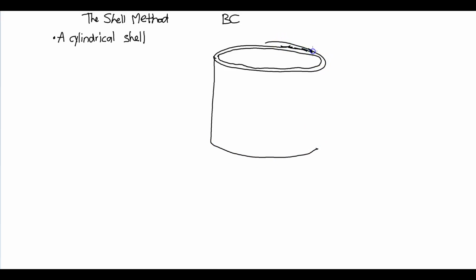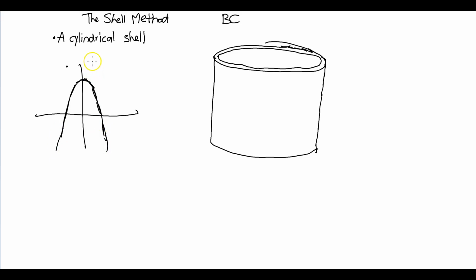Before we start getting to any problems, first we need to find the volume of a cylindrical shell, and where it comes from. So let's say you had a function, negative x squared plus 4, and you want to find the volume of this region. This region over here, I want to find the volume of it.